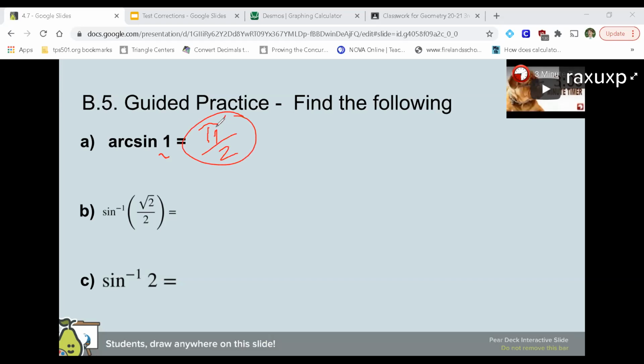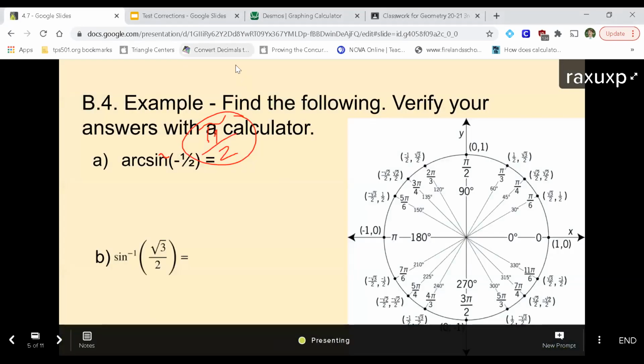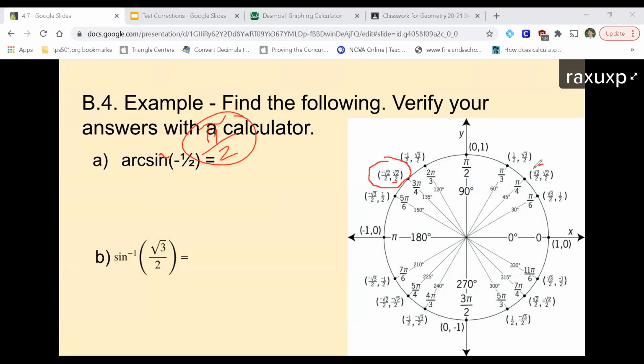What about square root of 2 over 2? Well, that happens in two spots, here and here. Which of those is the correct answer, though? Pi over 4 or 3 pi over 4? Pi over 4, because it's in quadrant 1. That's the only angle that's between negative pi over 2 and pi over 2.